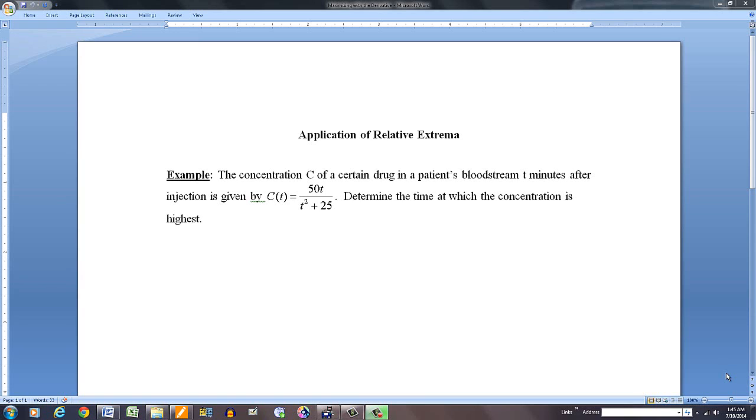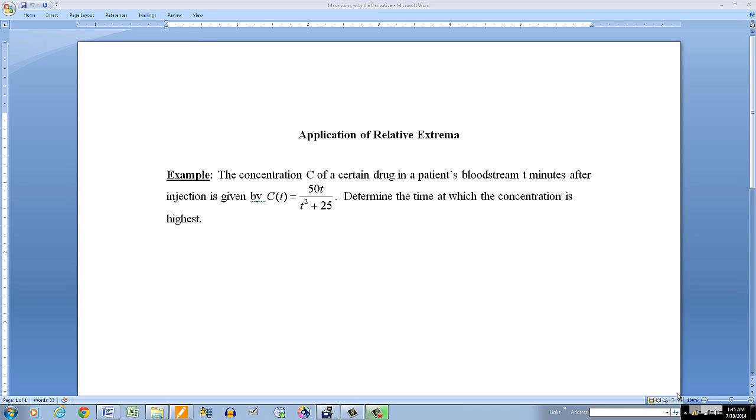In earlier videos, we had topics dealing with finding the critical numbers of a function, finding relative extrema. In this particular video, I'm going to look at an application of relative extrema. So here's the example I'm going to look at.